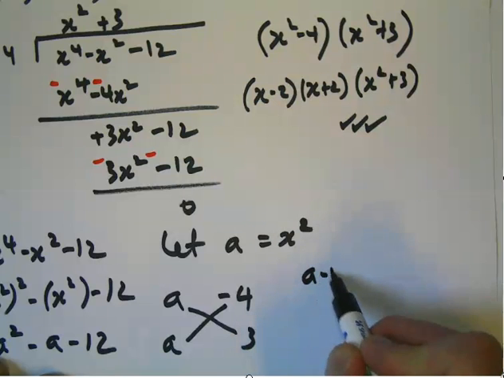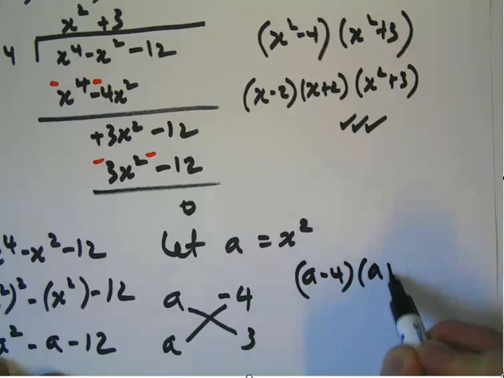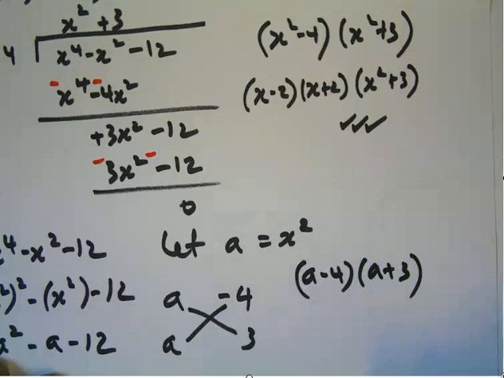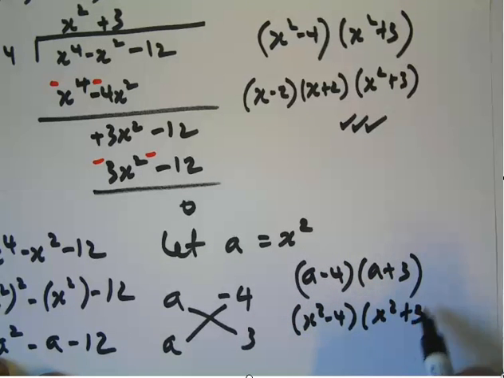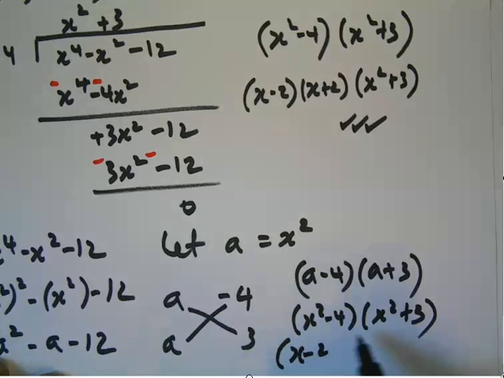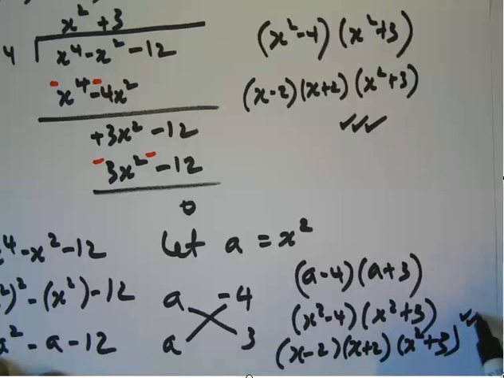a minus 4, a plus 3. Remembering a is x squared, that's x squared minus 4, x squared plus 3, which is x minus 2, x plus 2, x squared plus 3. Same solution.